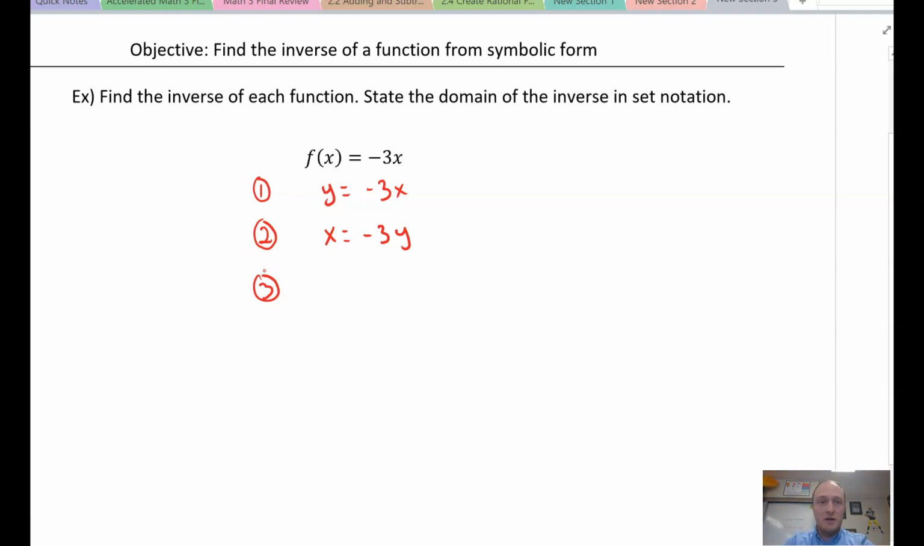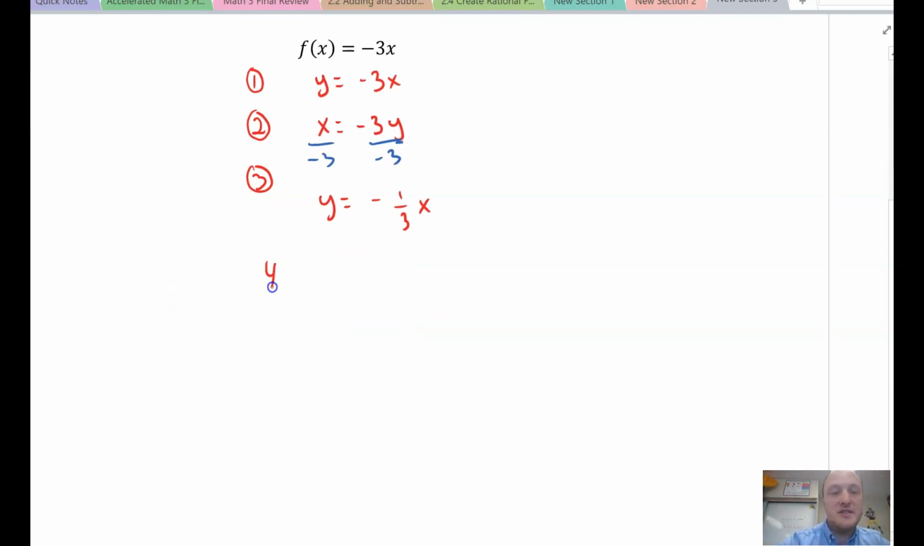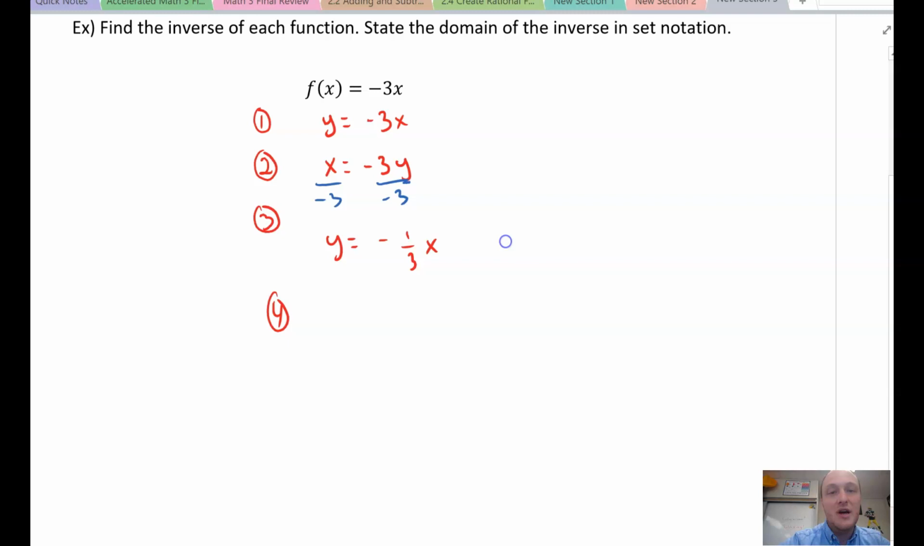Solve for y. I want to isolate y, so I'm going to divide each side by negative 3, and now we get y is equal to negative 1/3 x. That's almost it. Step four, change it to function notation. So this was f of x, so this is going to be called f inverse of x. The function that undoes this function is negative 1/3 x.